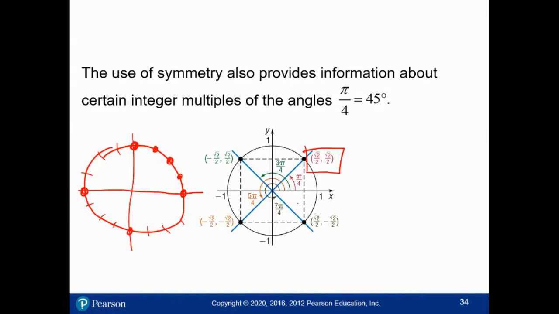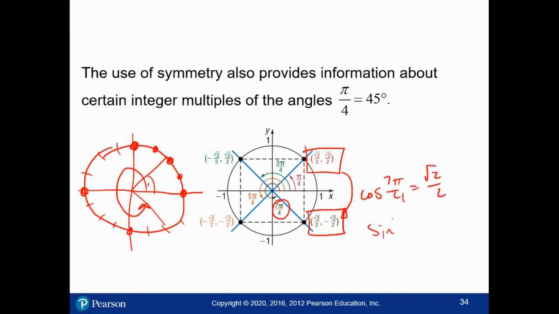Now, based on symmetry of the circle, if I took this point and reflected it down, I didn't change the x-coordinate, but I did change the y-coordinate. I made it negative. But what angle would that be? Instead of this angle here, I moved it down here, which corresponds to that angle all the way around, or 7 pi over 4. So now we can say the cosine of 7 pi over 4 is root 2 over 2, and the sine of 7 pi over 4 is negative root 2 over 2, just based on a symmetry argument using a point we already knew.